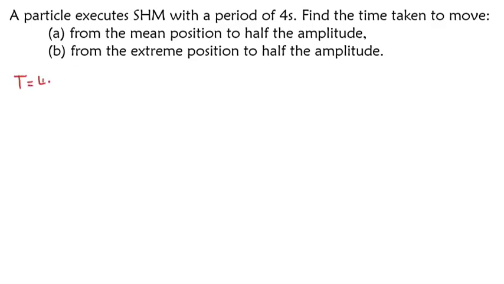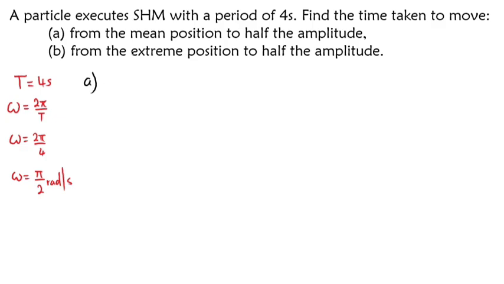Period is 4 seconds. So we can use this to find omega, the angular frequency, which is given by the formula 2 pi over period T. So omega is equal to 2 pi over 4. So our omega in this case is simply pi over 2 radians per second. So now that we have omega, let's go ahead and answer the first question.